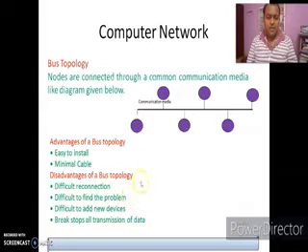It is difficult to find the problem, as the whole network will crash and it has to be detected which PC is at fault. It is difficult to add new devices. A break stops all transmission of data. As I told you, any break in the network will stop all the working of the full topology of the network.